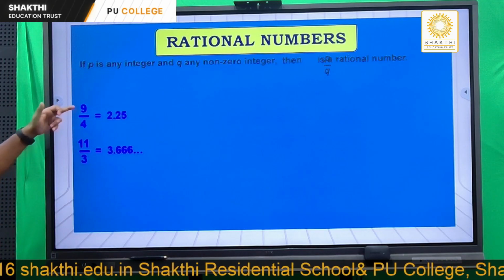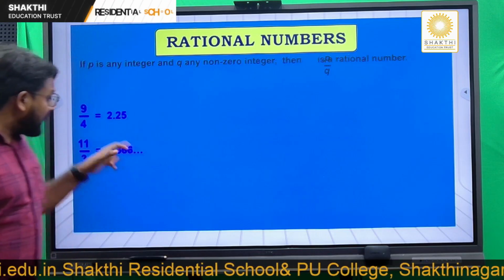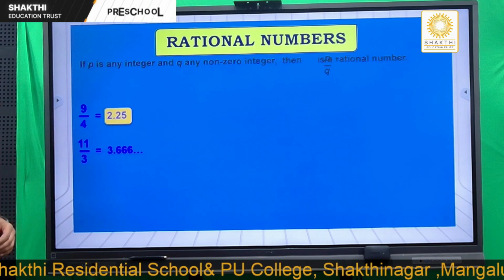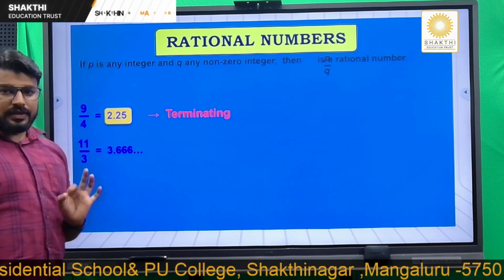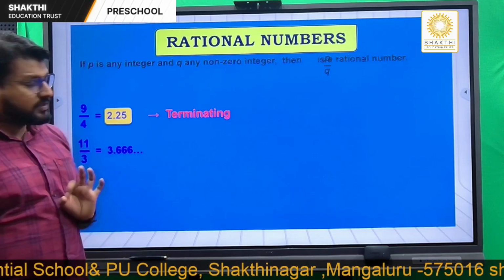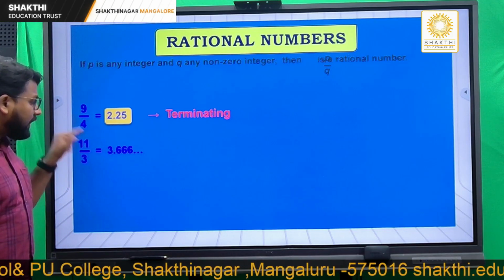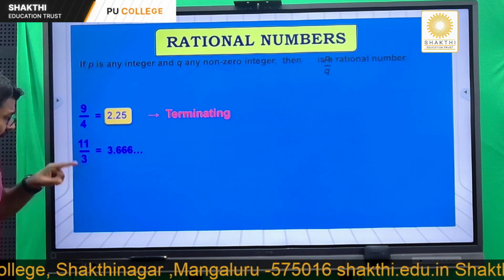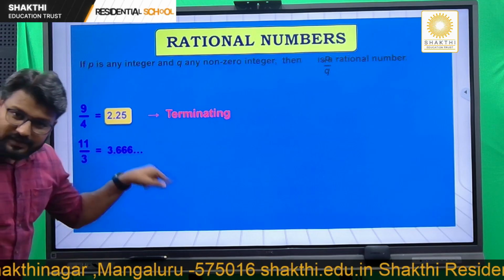For example, you can see that 9 by 4, when you do the actual division, you get the answer as 2.25, or 11 by 3, you get 3.66, and so on. Isn't it? One very important thing here we need to note, students: when you divide 9 by 4, you get the answer 2.25. In the same line, if you divide 11 by 3, you are getting 3.66666, and so on.